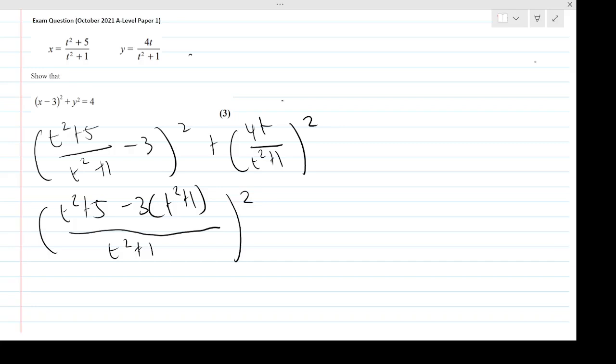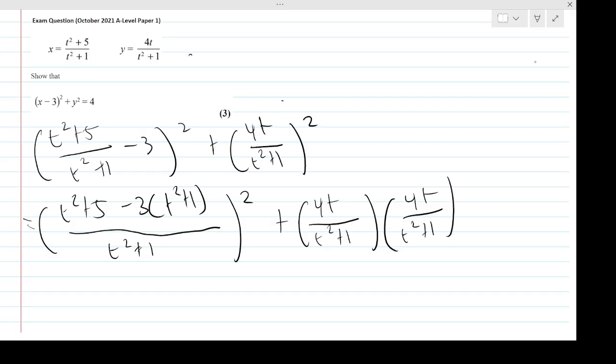And there we are, so that'd be all squared. So now we've got one single fraction, so I can simplify, I can work with it. Add 4t over t squared plus 1. Well, 4t over t squared plus 1 is simply 4t over t squared plus 1 times by itself, okay? So another 4t over t squared plus 1.